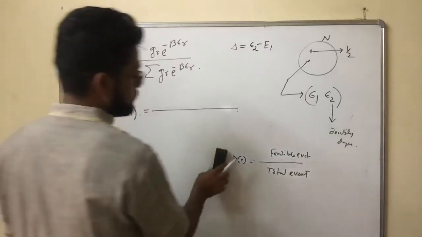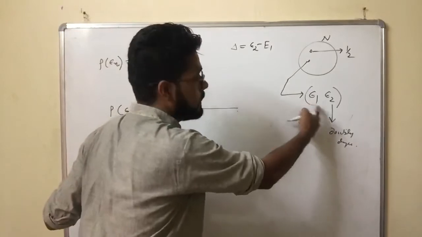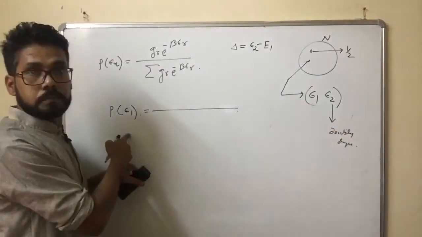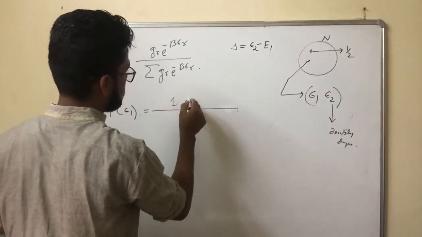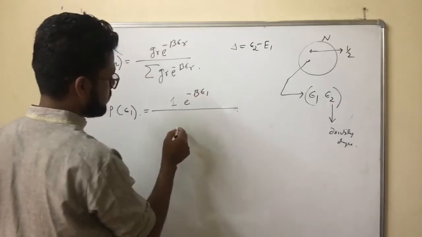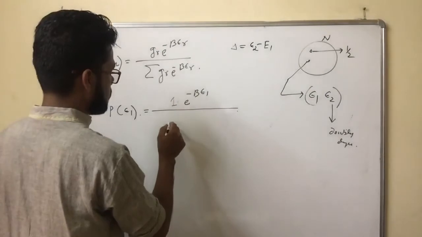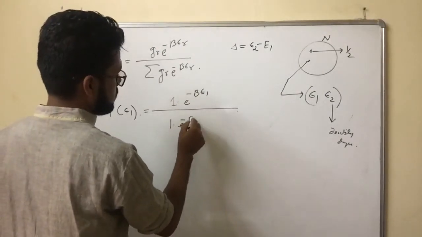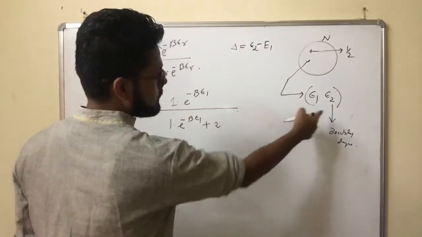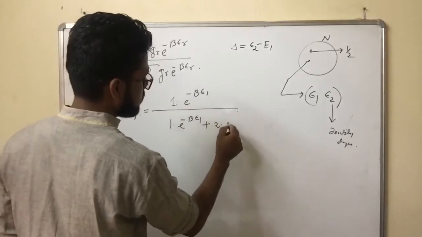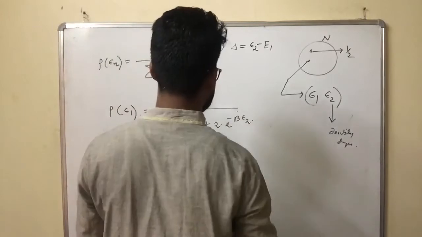Okay. Now, the E1 state is non-degenerate, and the E2 state is degenerate. Because I am going to find the probability of the E1 state, it will be g1 equal to 1, e to the power minus beta E1. Remember, the summation means all possible states. Here there are two states, so we will have two terms. The first one is 1 times e to the power minus beta E1. Next, the second state has degeneracy 2. That is why I put 2 times e to the power minus beta E2. And finally you will get this answer.